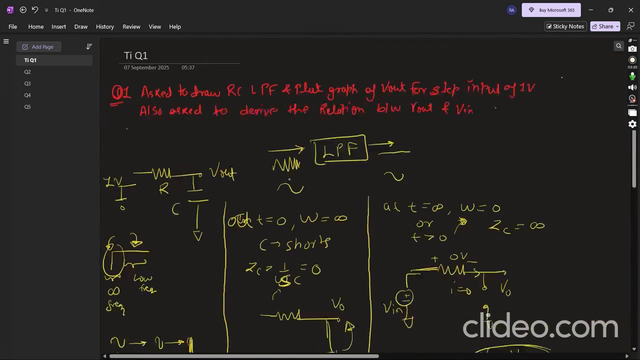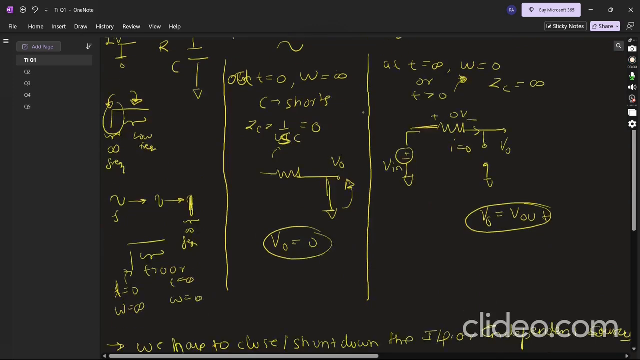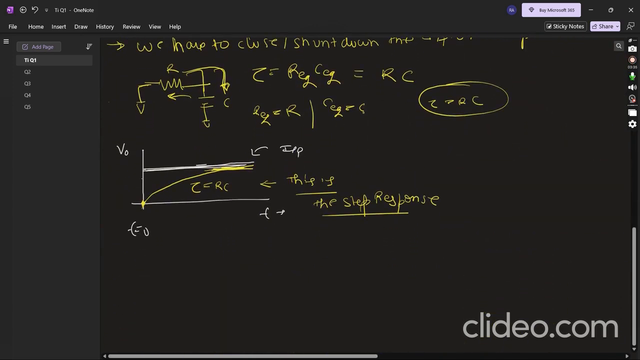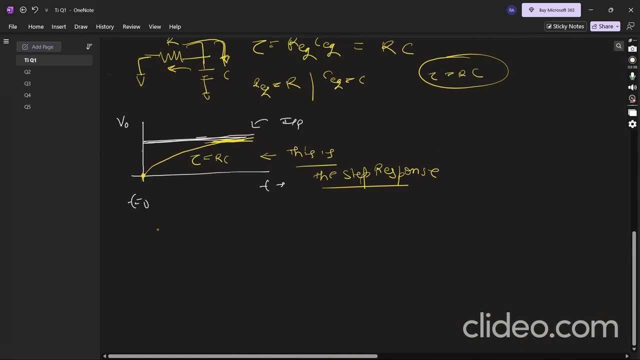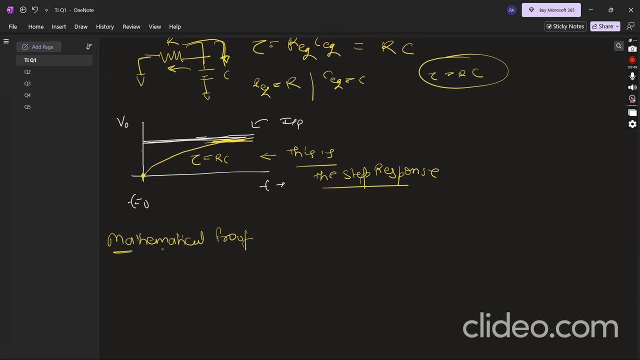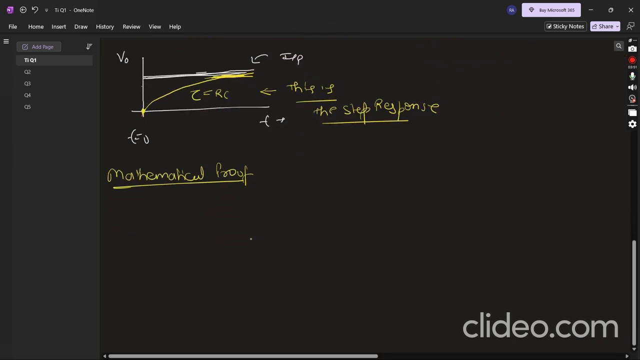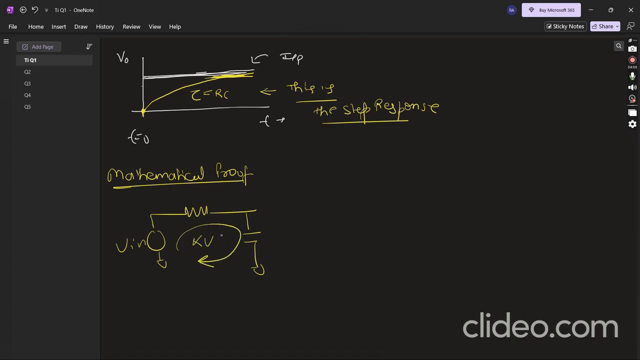Now the interviewer also wants us to draw the relationship between V out and V in. This is an intuitive explanation of this circuit, and now we can also prove this in a mathematical way. For the mathematical proof, we have to make the circuit again. This is the resistor, this is the capacitor, and this is the input. We have to apply KVL, Kirchhoff's voltage law.